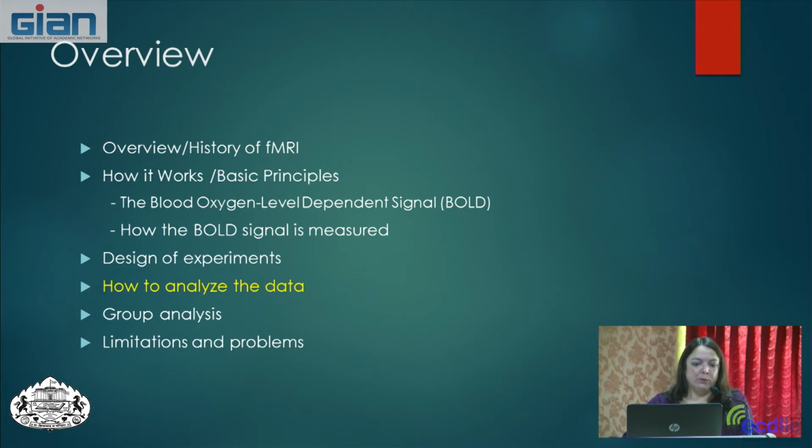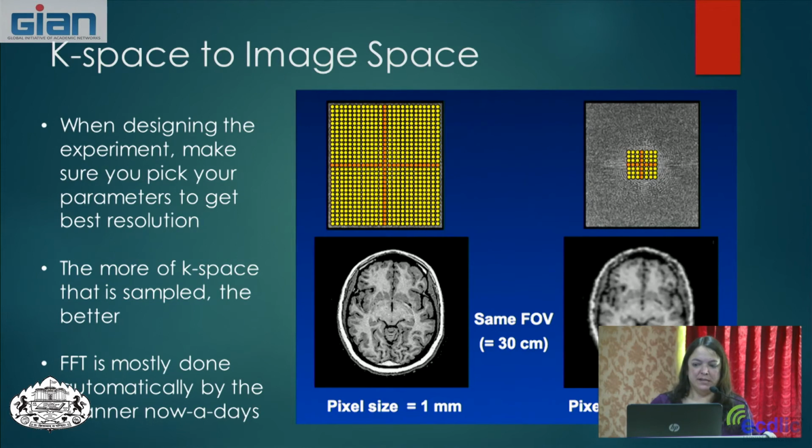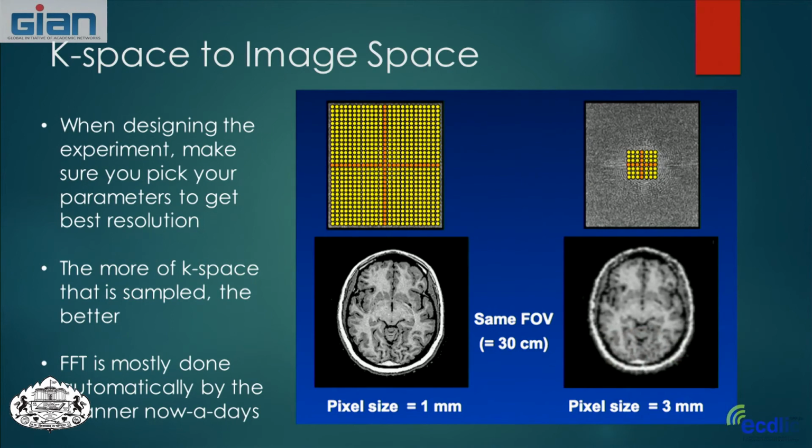Okay, so we've looked at a number of things: history of fMRI, how it works, designing of experiments. Now we're going to look briefly at how to analyze the data, and we're going to do this in several steps. So first of all, when we design our experiment, we want to have good parameters. When we're designing our experiment, we want to design it so we can get the best data possible when we get to our data analysis stage.